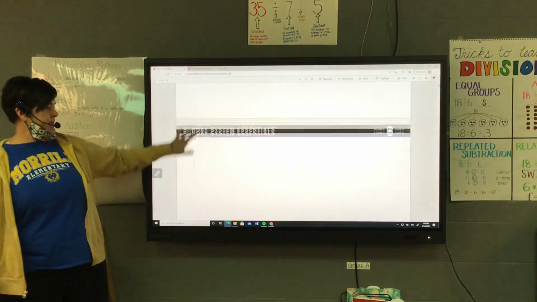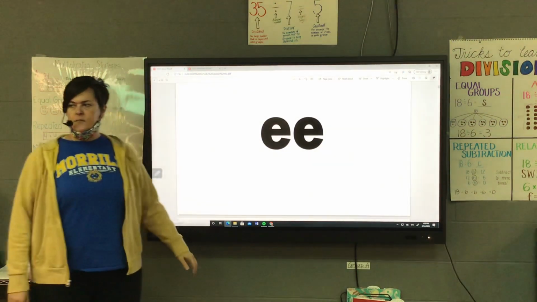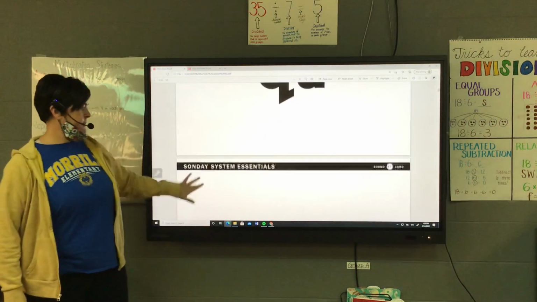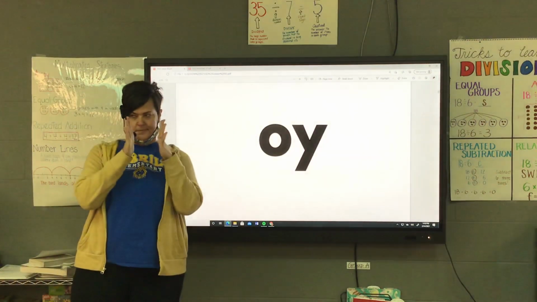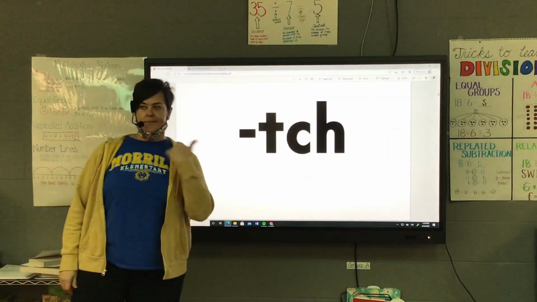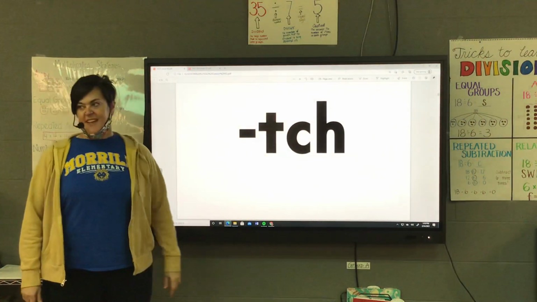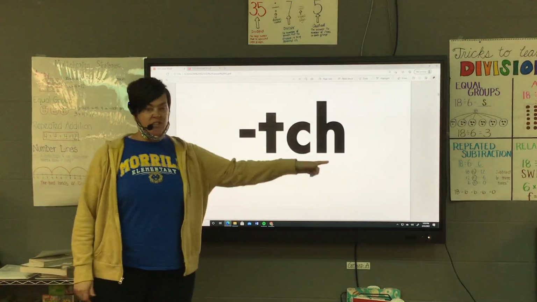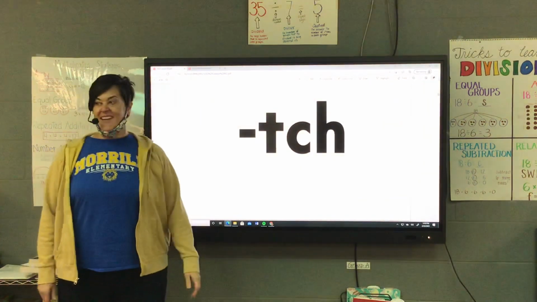Ow. Good job. E in the middle of a word. Oi at the end of a short word. At the end of a word. Short vowel. Yeah, it has a short vowel in front of it. And some of you forget that ch at the end of a word, when it follows a short vowel, you forget to put that T in there.